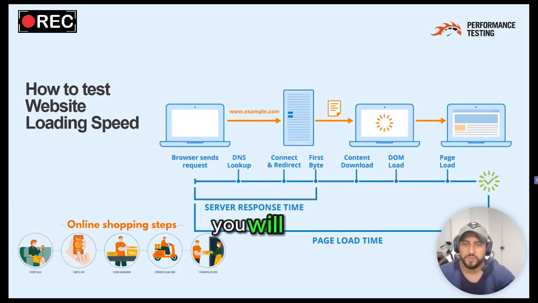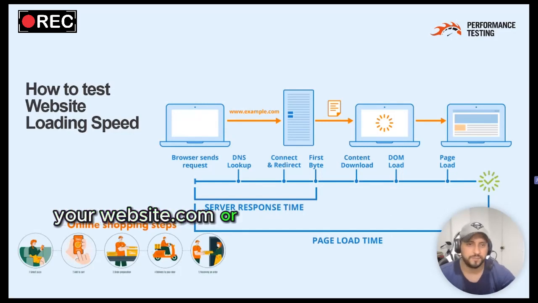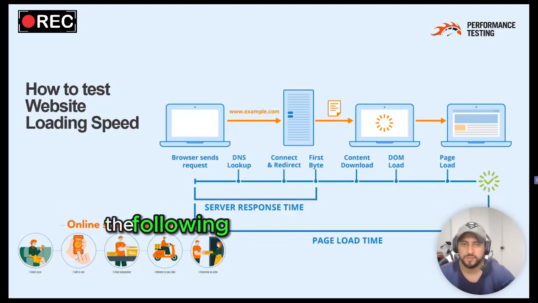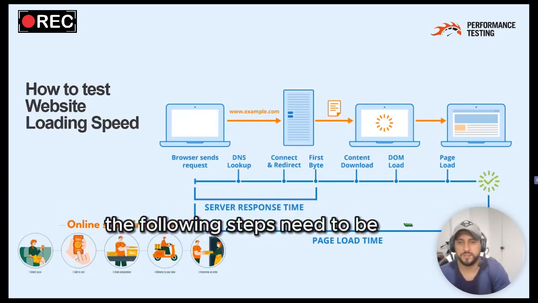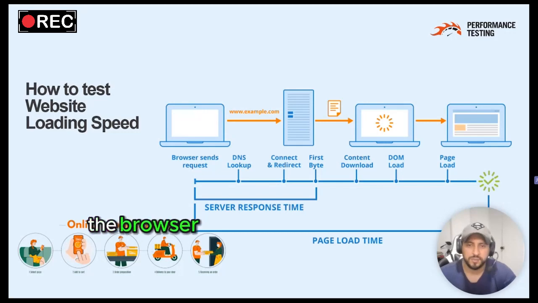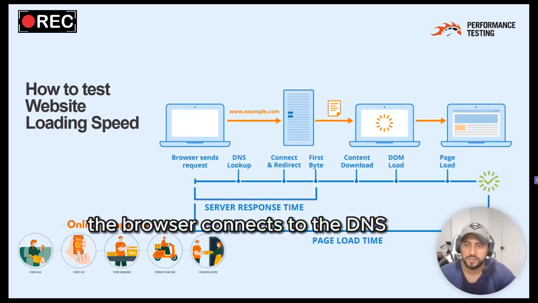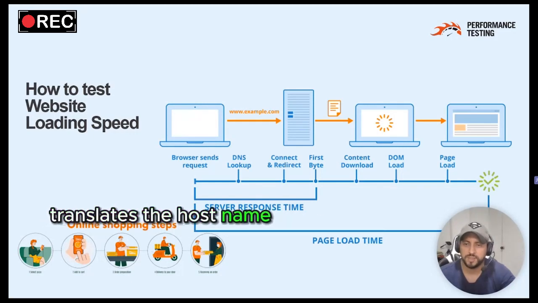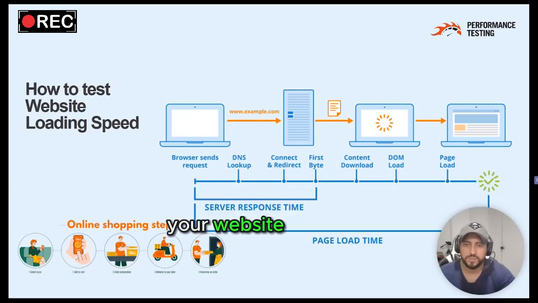For example, if we type yourwebsite.com or example.com into the URL bar, the following steps need to be taken. The browser connects to the DNS server, the domain name server. A domain name server translates the hostname into a number-based IP address. For example, your website becomes 123.467.8910, or say any number.